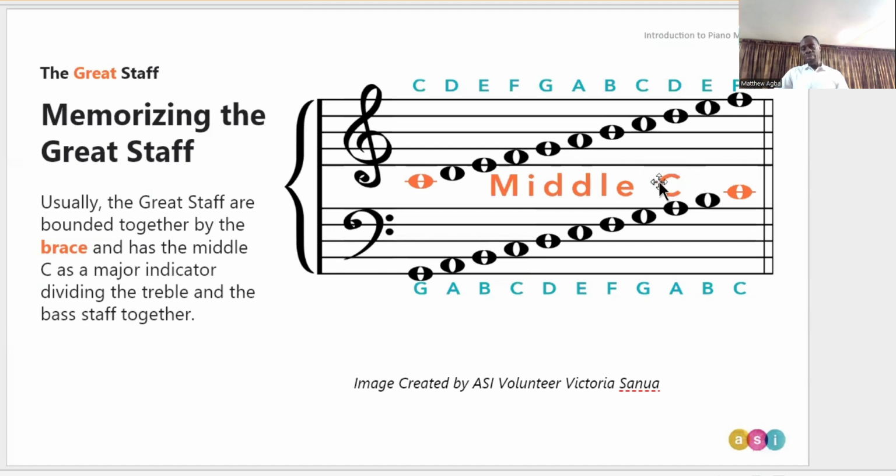So we will have the middle C, which is the line that joins the treble and the bass staff, the middle line that divides between the treble and the bass staff. So we start counting alphabetically: G on the line, A on the space, B on the line, C on the space, D on the line, E on the space, F on the line, G on the space, A on the line, B here on the space. So we can make it up to have a C here.